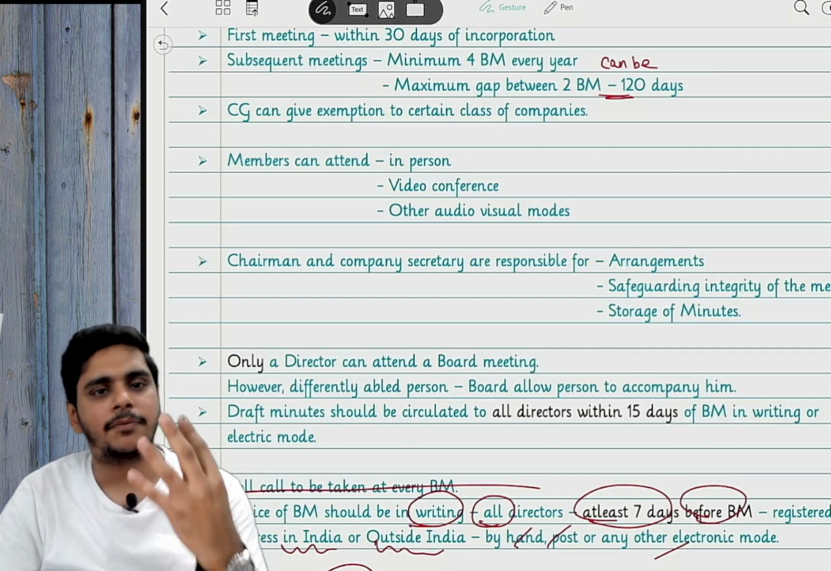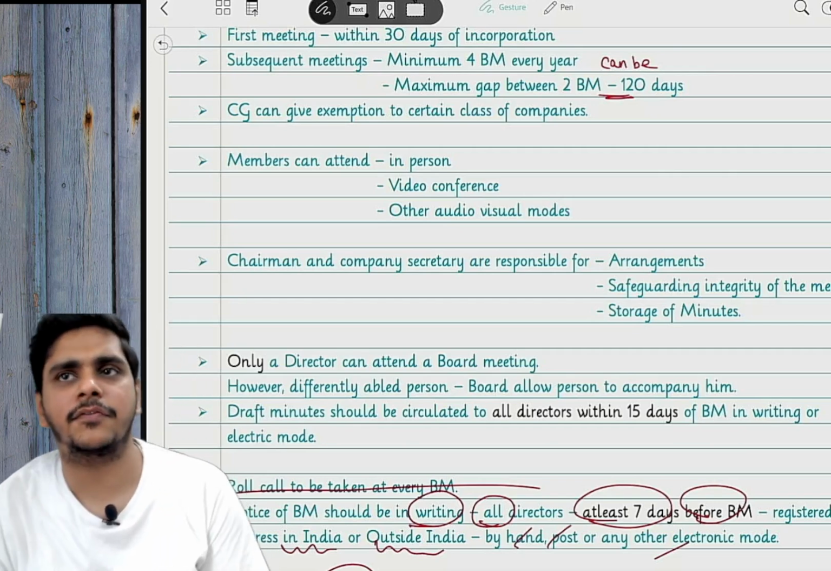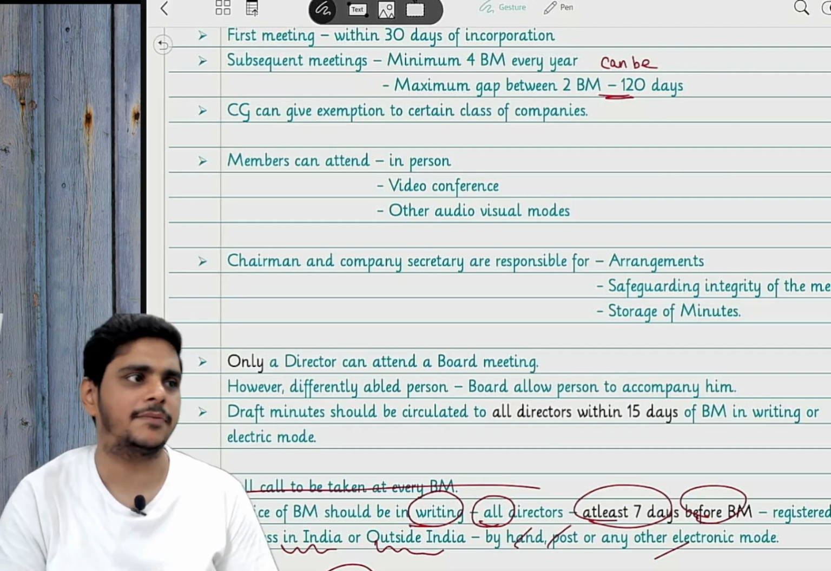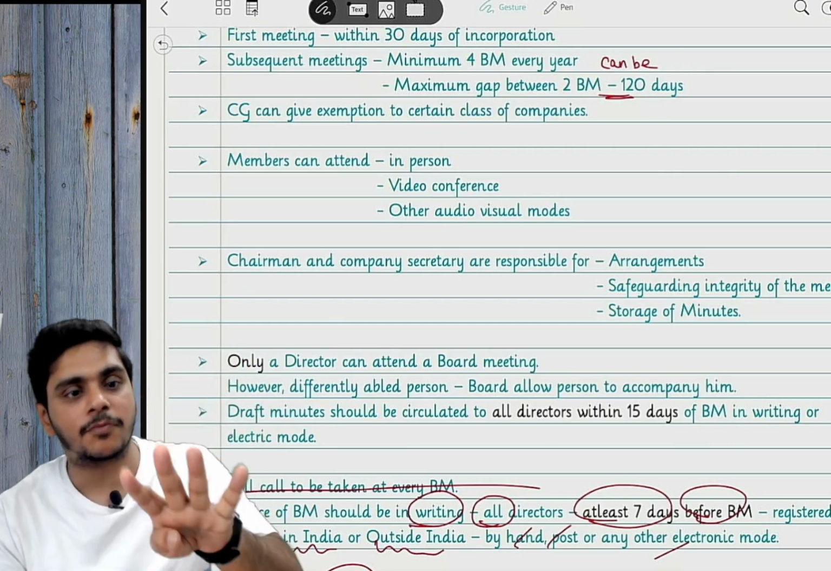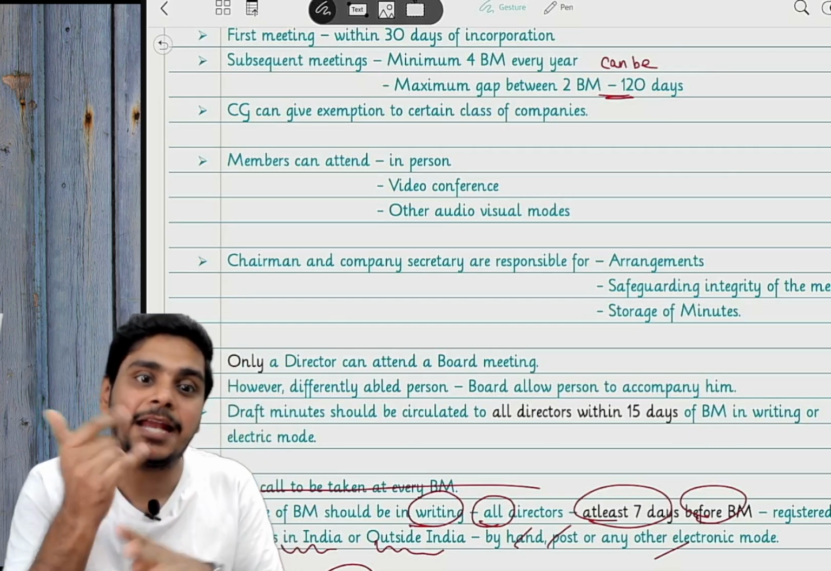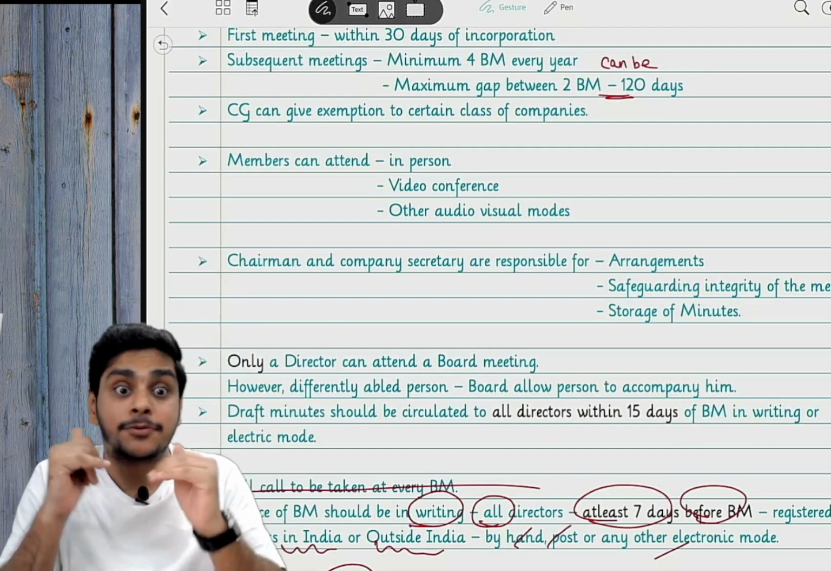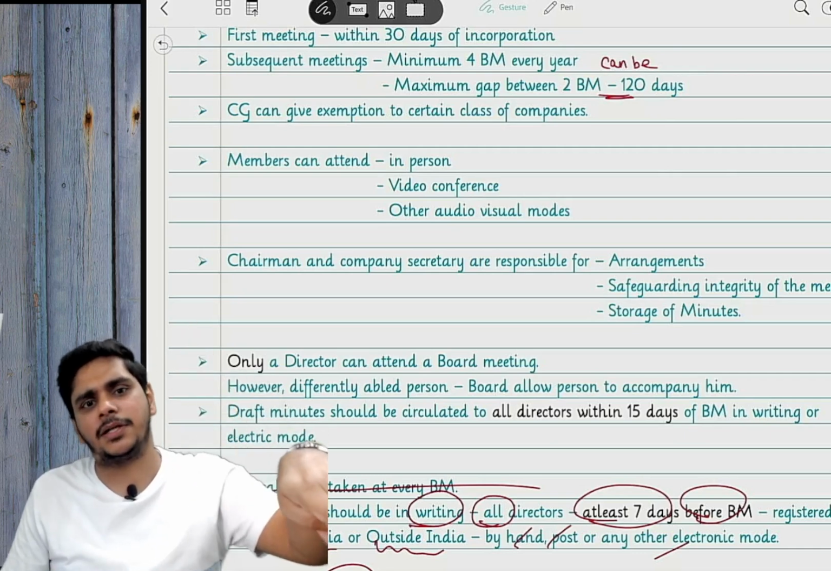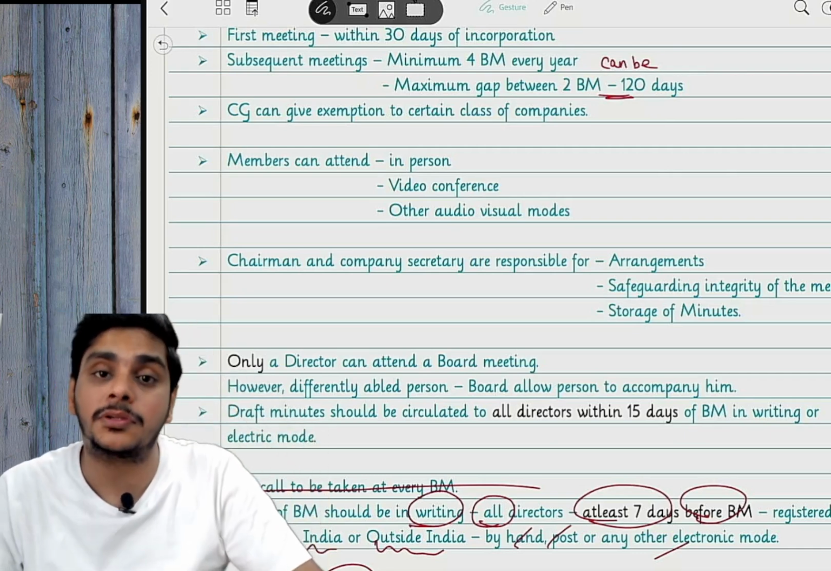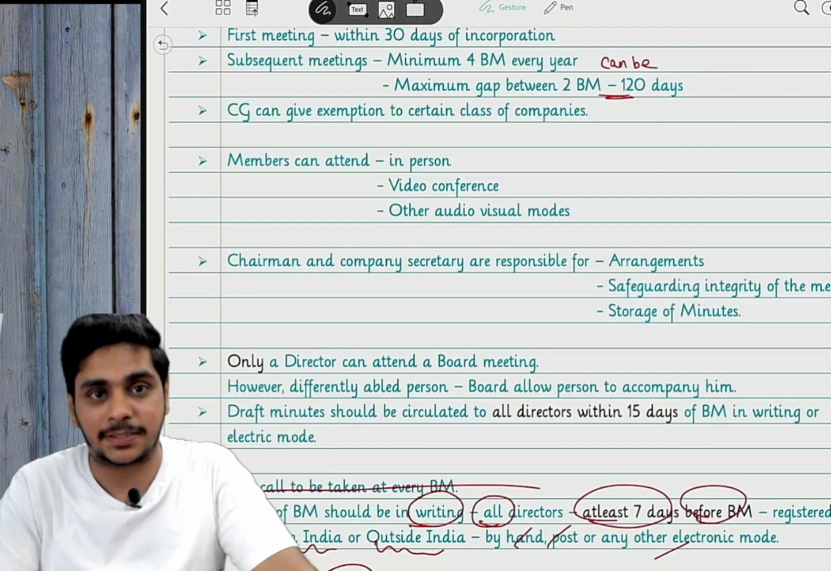For minimum 4 board meetings we have to have every year. Sir, we have conducted 10 board meetings, allowed. 7 board meetings, allowed. 3 board meetings, not allowed. In a year we have to conduct minimum 4 board meetings and the gap between 2 board meetings can be 120 days. Can the gap be less than 120? The answer is yes. Can the gap be more than 120? No, it says max gap. Every word is important.